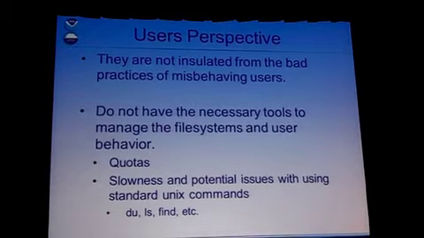They also believe they don't have the necessary tools to manage the file systems and other user behavior. One of the things that kept coming up is that quotas aren't mature, they don't work. The way GFDL specifically, the scientists monitor themselves is through allocations, and the allocations go from compute time all the way down to disk usage.